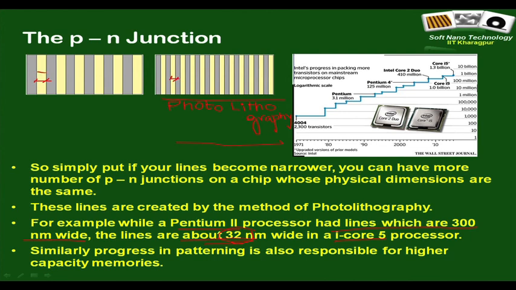So, one PN junction, let us say in an older processor, would have taken 600 nanometer of space, right, because each one is about 300 nanometer wide. And now you can understand this is 32. So, two adjacent domains will have a width of about 64 nanometer, that is roughly around 60 nanometer. This is 600 nanometer. So, in place where there was only one PN junction, now in fact there are 10 PN junctions packed in that same location.